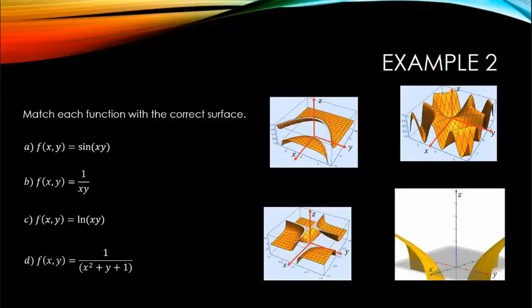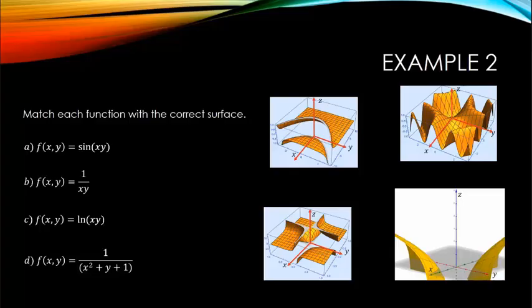Let's work another example. Here I want to match each function with the correct surface graph. The first function is f of xy is equal to sine of the product of x and y. The second function, f of xy, is equal to 1 over the product of xy. The third is the function f of xy is equal to the natural log of the product of x and y. And the fourth is f of xy is equal to 1 over the quantity x squared plus y plus 1.